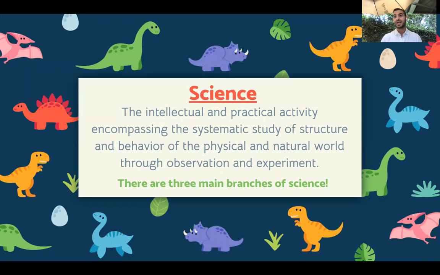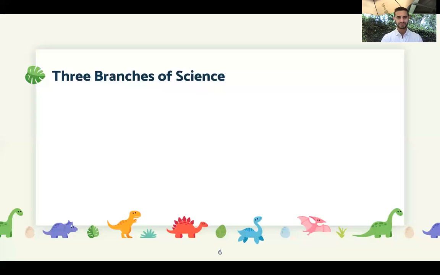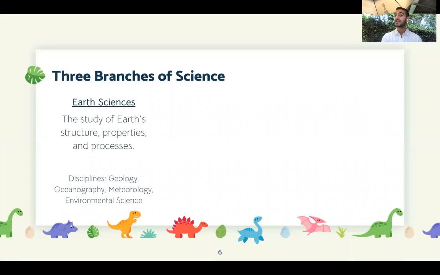We can categorize science as well into three main branches. And the three branches of science are earth sciences, which is the study of Earth's structure, properties, and processes. And some examples of this are geology, which is the study of rocks, oceanography, which is the study of the ocean, meteorology, study of weather and things that occur in space that have an impact on Earth. In environmental science, how water pollution works and why that's affecting the earth in either a positive or negative way. Not pollution for positive, but other things that might be more positive for the earth, you would study in environmental science.